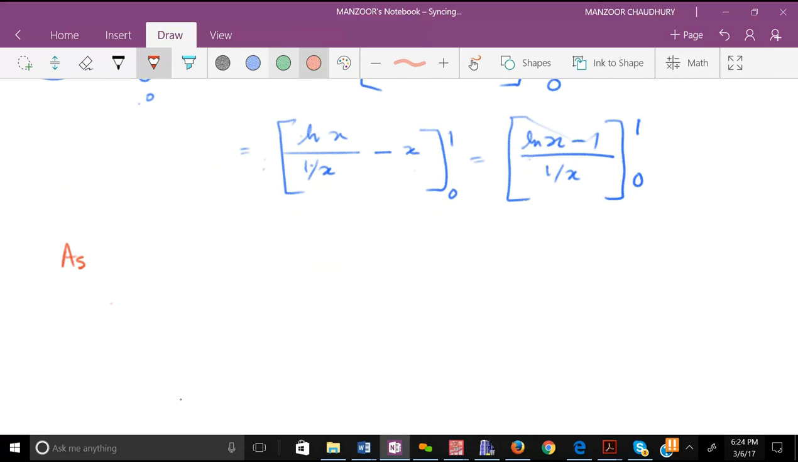Yeah, both go to infinity there, so that's a problem. Okay, I have to use L'Hopital's rule. The numerator and denominator go to infinity.